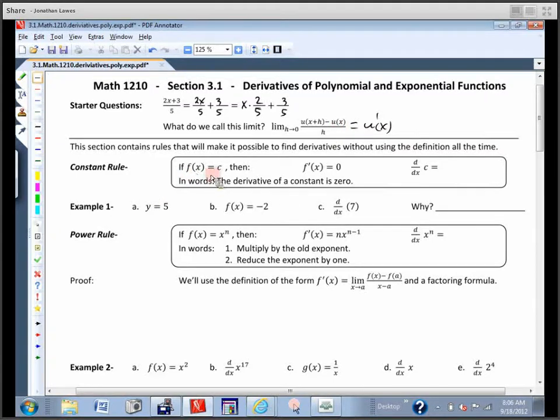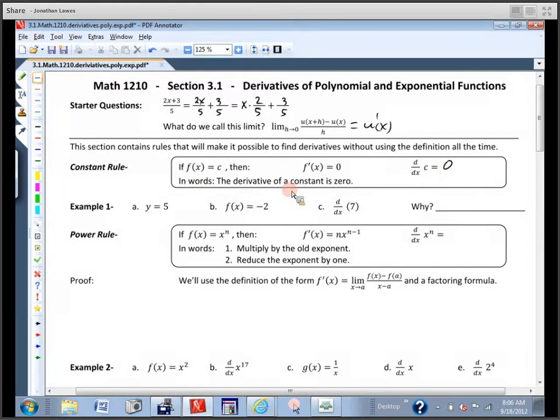Okay? So again, a lot of times we're not trying to do anything ridiculously complicated. We're just trying to recognize things that look a little bit more familiar. Okay, so again, this section is going to have a bunch of rules for finding derivatives, and we're going to start out with what's called the constant rule.